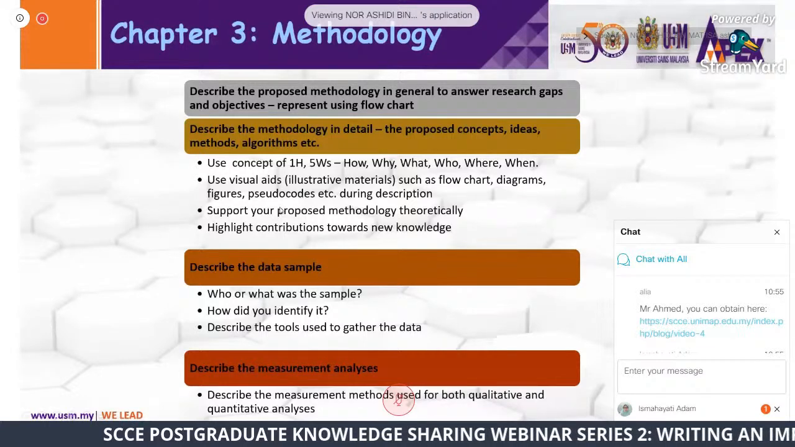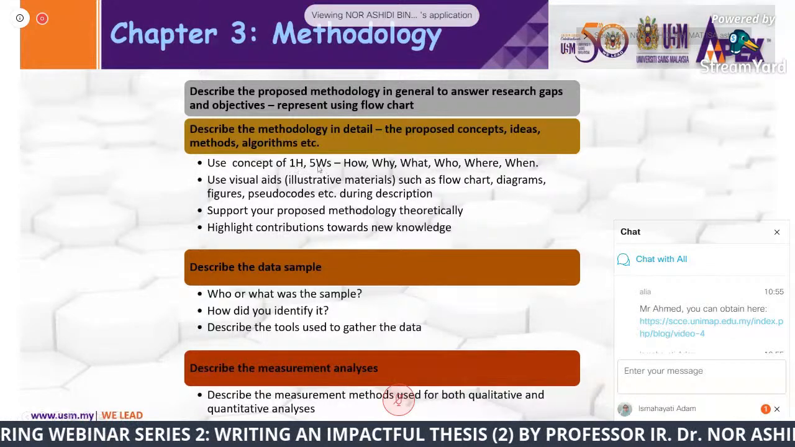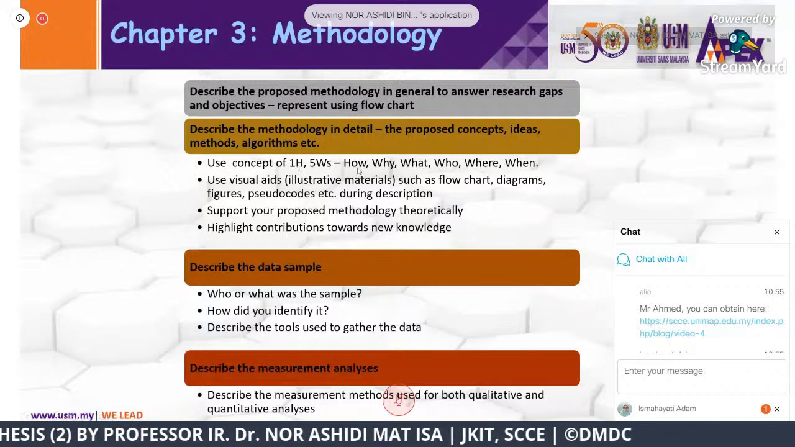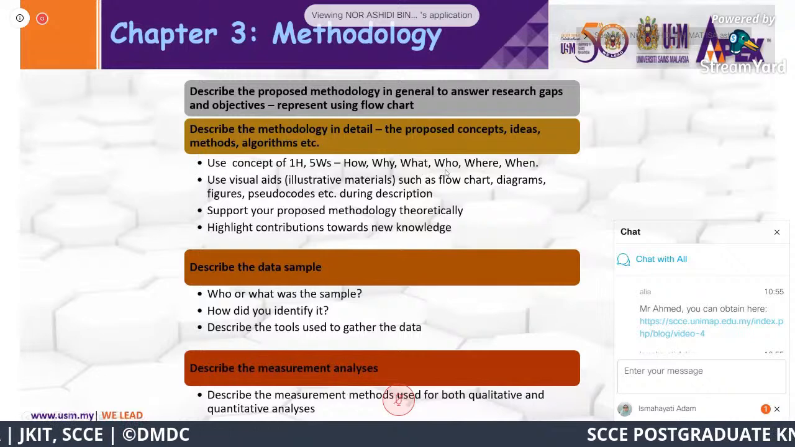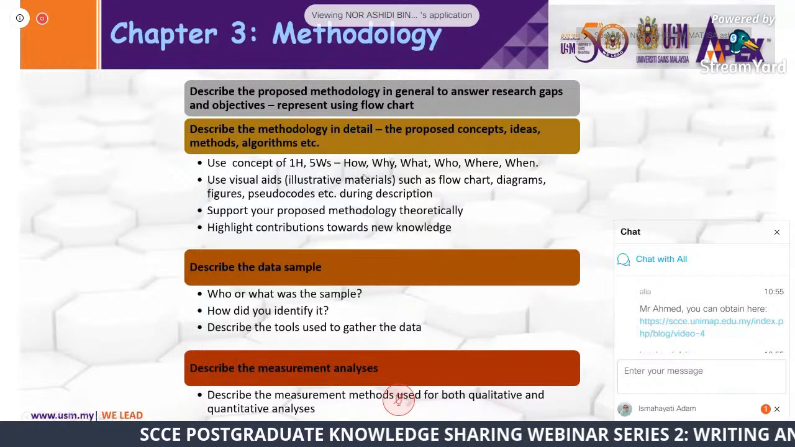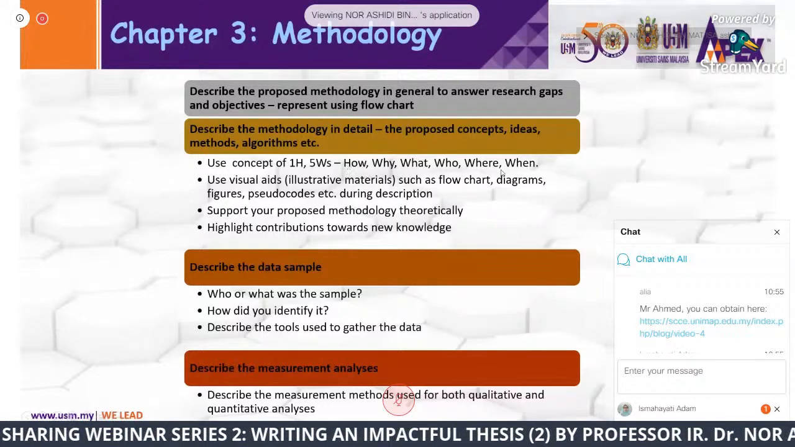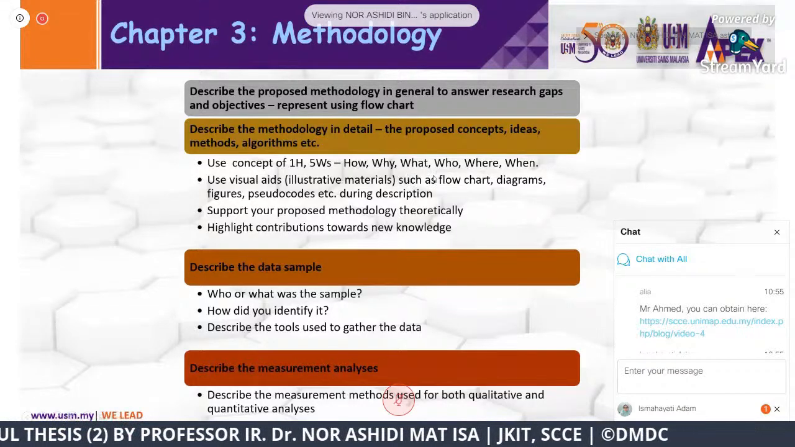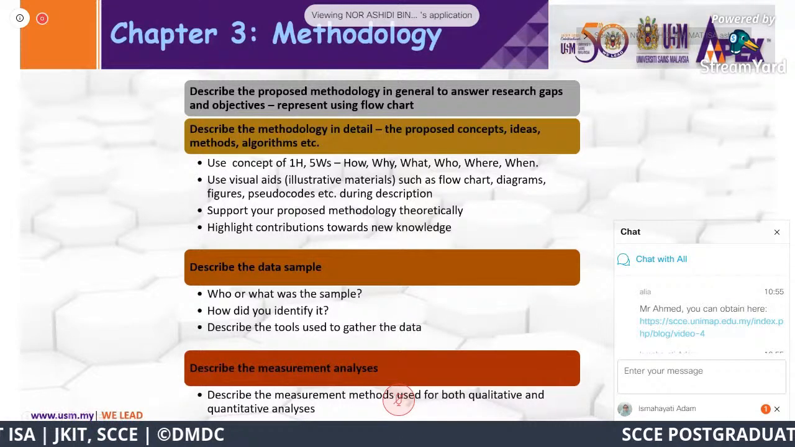Use the concept of 1H and 5Ws. One H and five Ws. H is how, and the Ws are why, what, who, where, and when. If you can answer these six elements when you present your methodology, then your methodology is complete. How do you want to implement it?